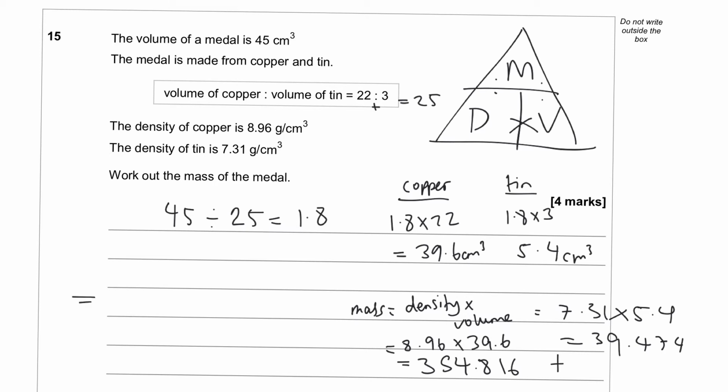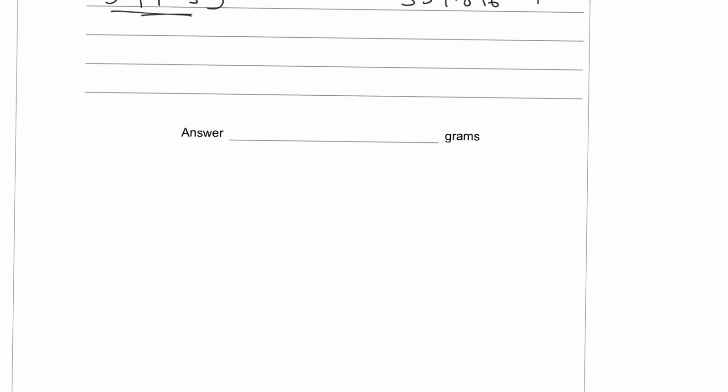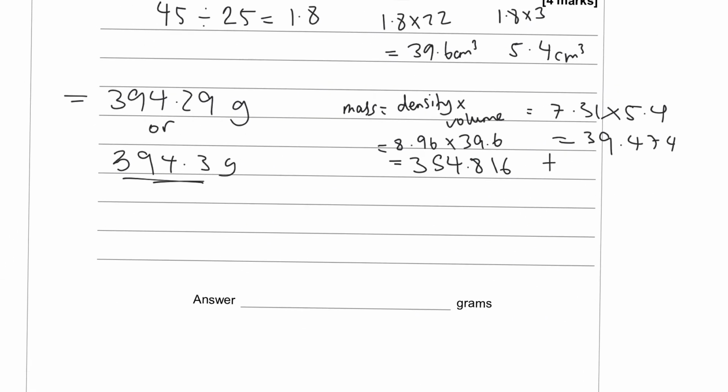Add those two numbers together, 39.474 to add 354.816. That gives you an answer of 394.29. And then because we know mass is in grams, that should be your final answer. Or you can also round it to one decimal place. It's 394.3 grams. Either way, you would get the marks. So I'm just writing it properly here.